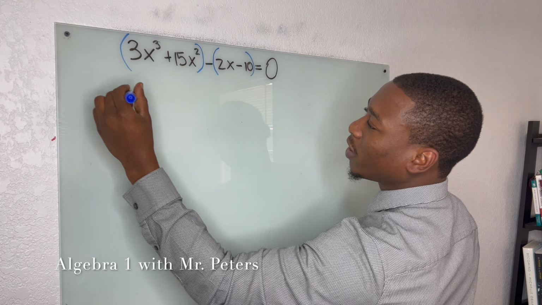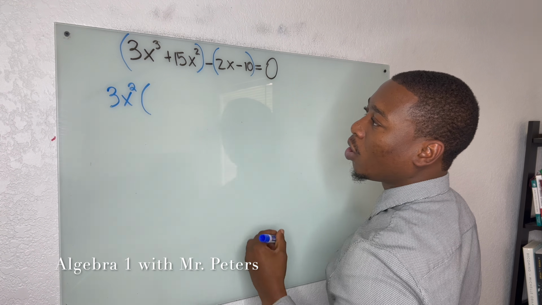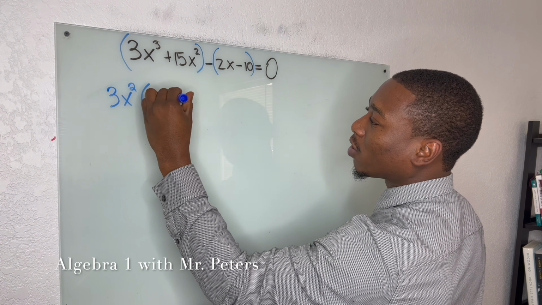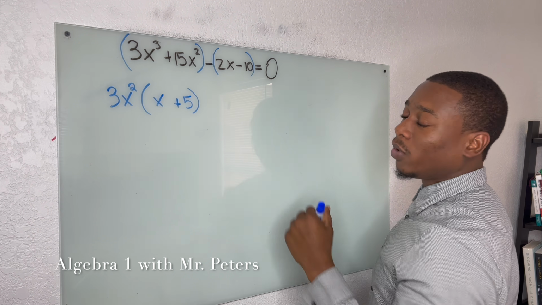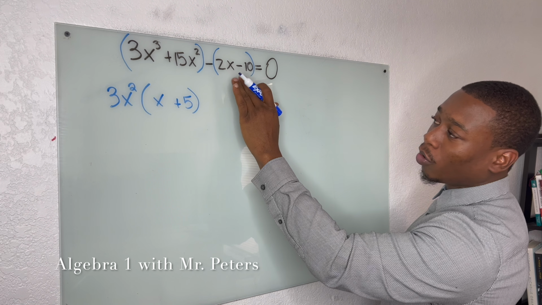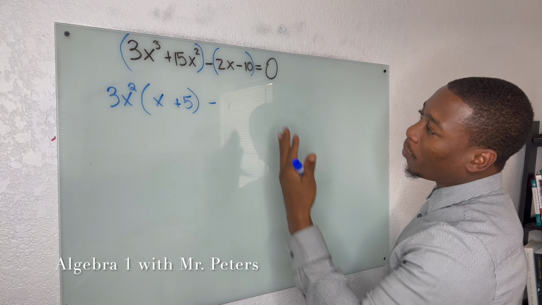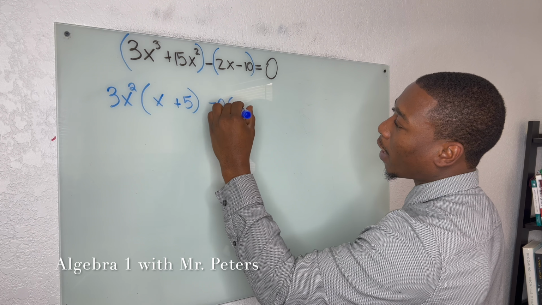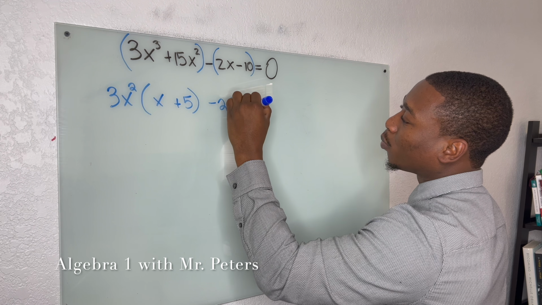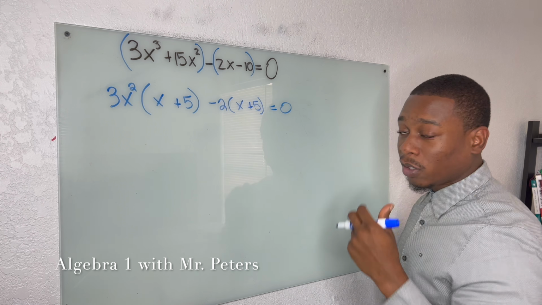And now look here, we could take off 3x to the second power. Once I do, I'll have x plus 5 left over. Now I'm going to go ahead and do the same thing with the second group that I have. Let's make sure we have our negative sign. And I'm going to factor out a 2. So when I factor out a 2, we're going to have x plus 5 as well. And this is all equal to 0.